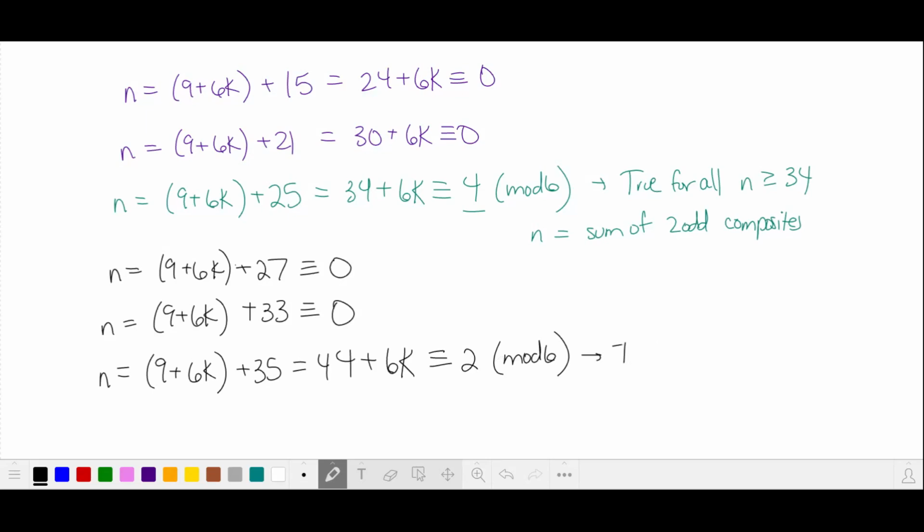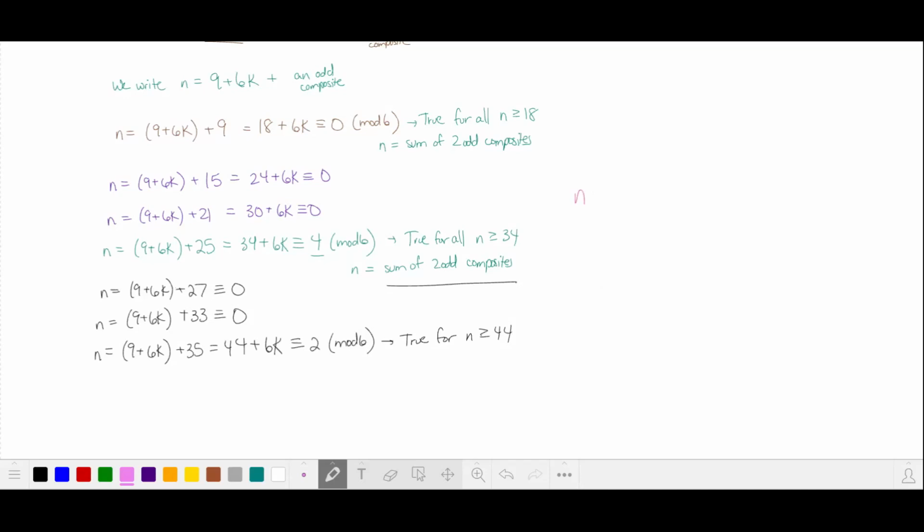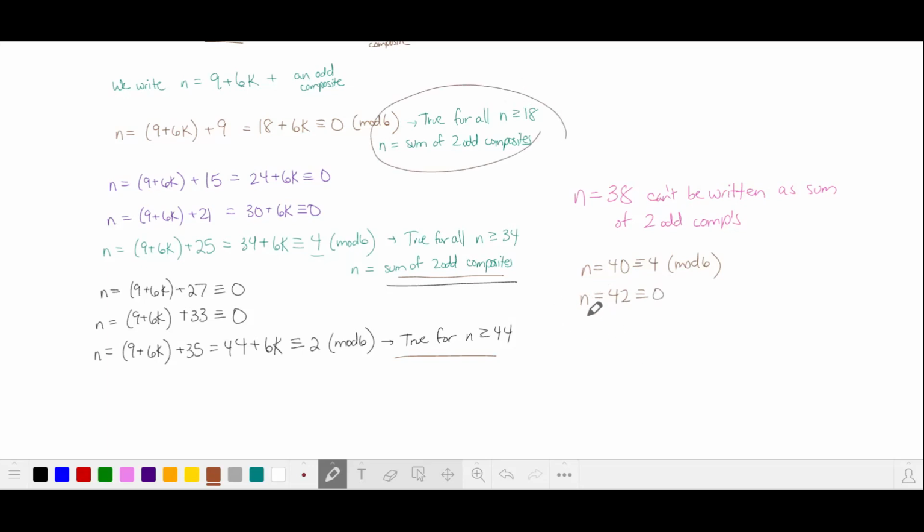So all of these numbers that are greater than or equal to 44 are also going to be the sum of two odd composites. We've already got n equals 38. That can't be written as the sum of two odd composites. Trying the next few even numbers against these tests, if n is equal to 40, which is 4 in mod 6, that's taken care of by the second case here. n equal to 42 is 0 in mod 6, and we've got that taken care of here for n greater than or equal to 18.